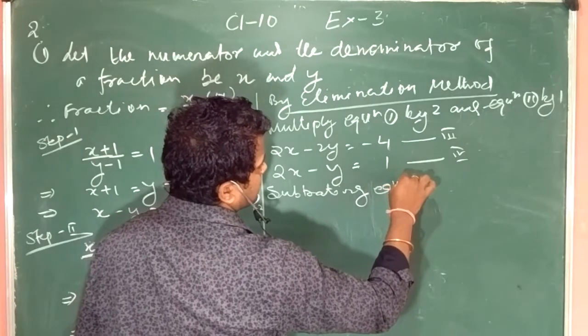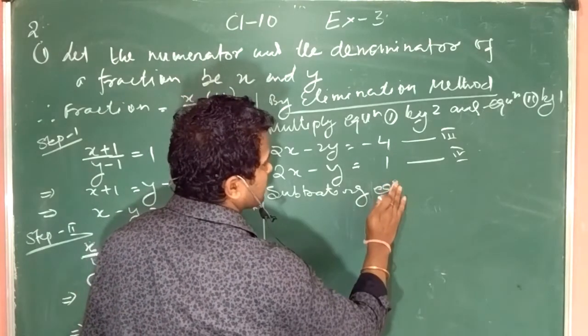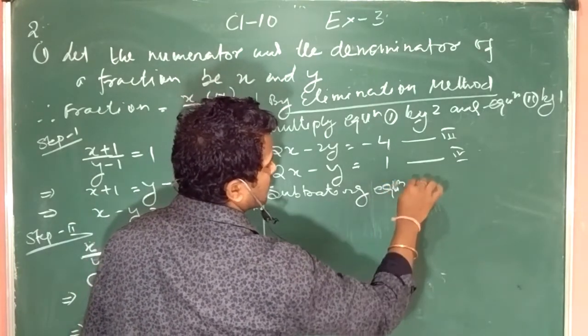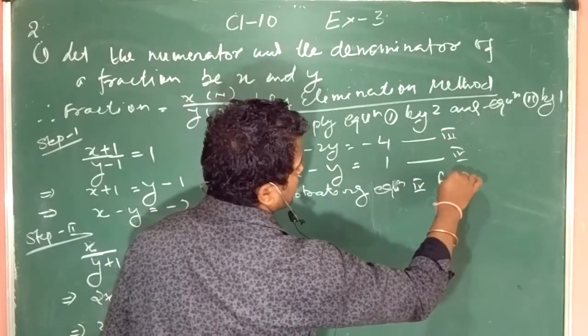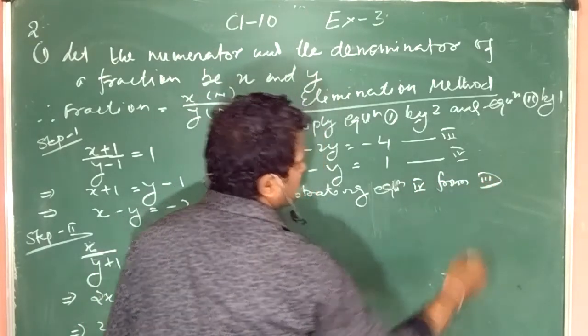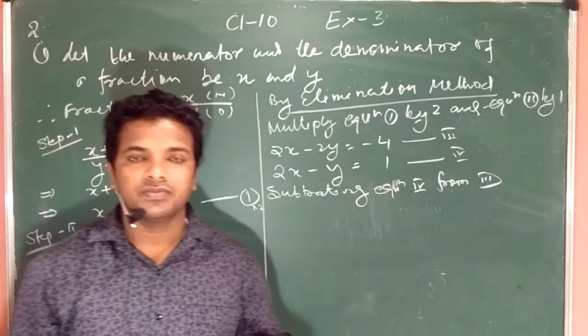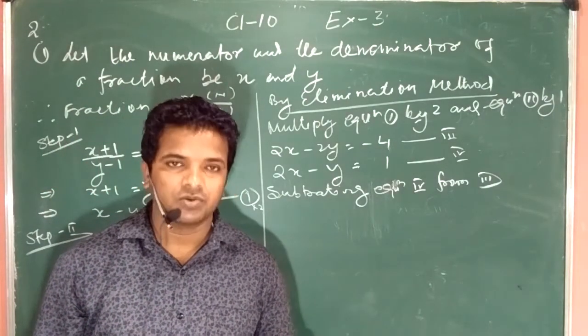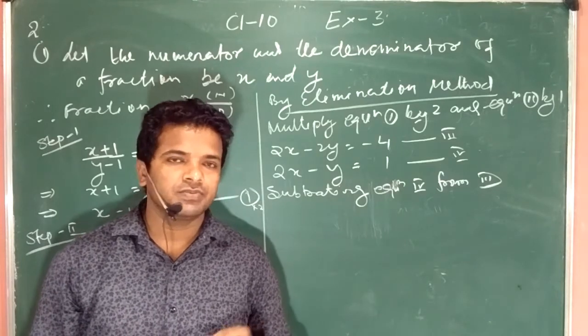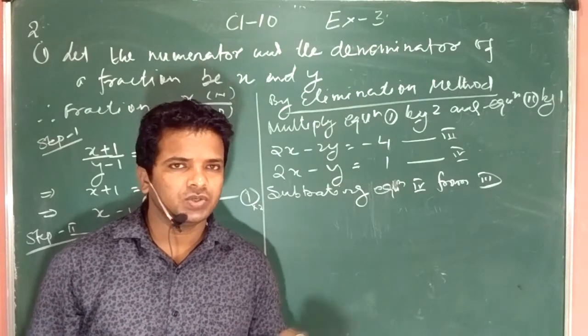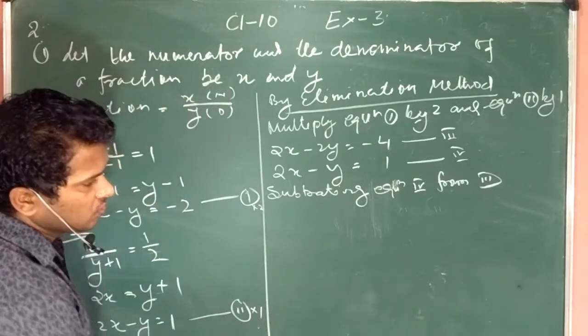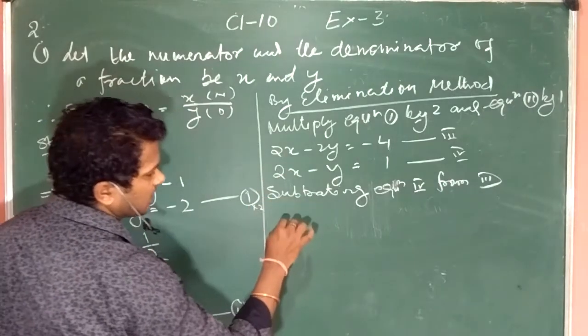Now subtracting equation 4 from 3. Why not 3 from 4? That I have explained in question number 1. You can do 3 from 4 also, or 4 from 3, but it is better to do 4 from 3. When you do 4 from 3, we will write it exactly the same.